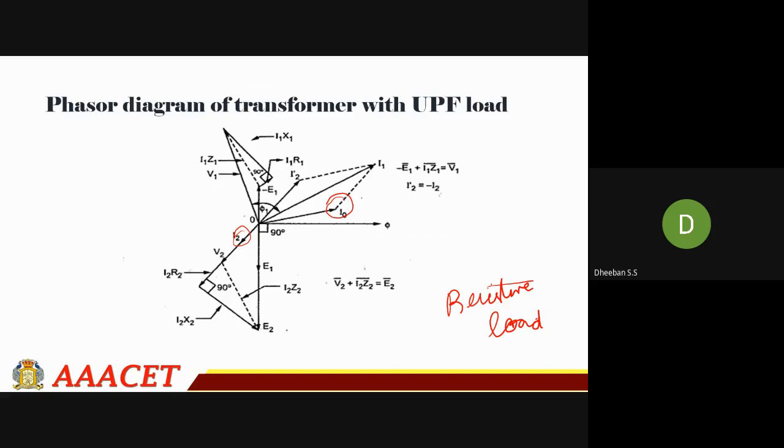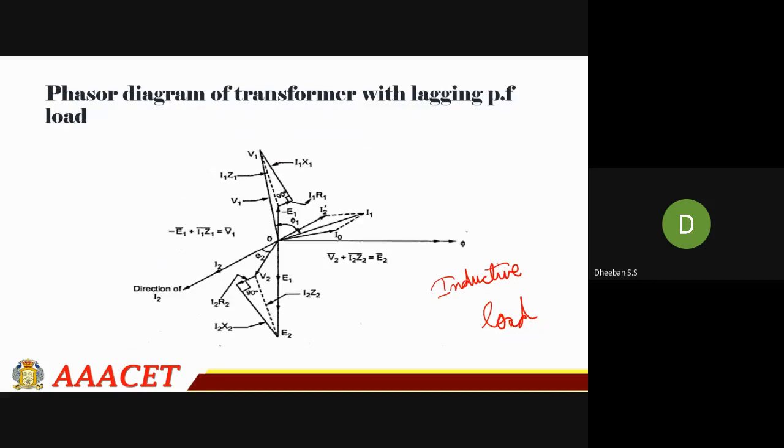So here you can see in case of your unity power factor, your voltage and current will be in phase. This is the main thing you have to take as an outcome through this phasor diagram. All these things will be the same. This will be the same. This will be the same. Okay, but this is where the main difference occurs. Okay, so this is for resistive load.